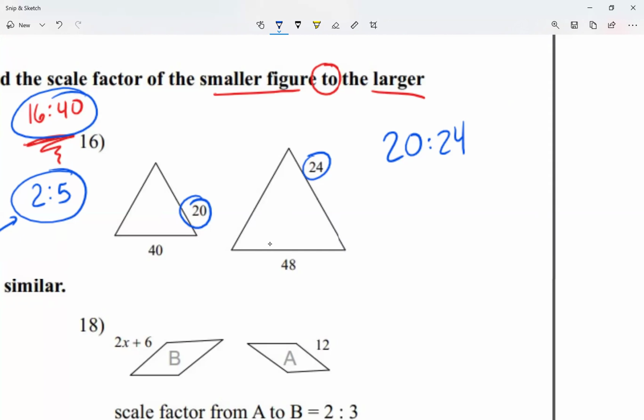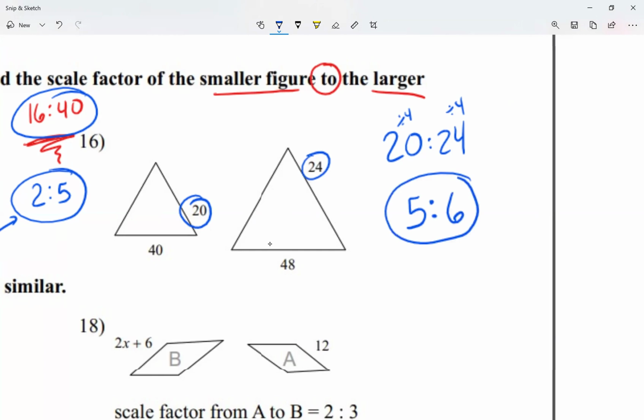Let me divide each of these by, I don't know, by 4. We could divide this by 4, right? 20 divided by 4 is 5. Colon 24 divided by 4 is 6. So my answer will be 5 colon 6. Again, don't forget to simplify your fractions, or in this case, simplify your numbers.